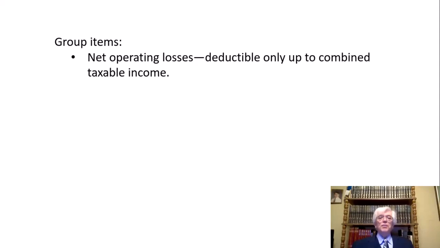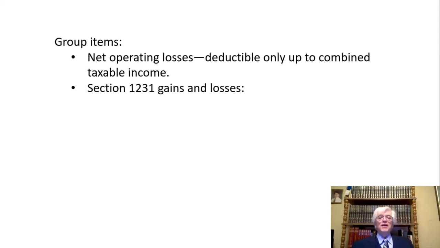So if you've got one corporation in the group with a net operating loss, pull that loss out, then calculate combined taxable income for the entire group, and then see how much of that loss you can actually deduct. So you've got to get the consolidated income before you know how much of a net operating loss is deductible.